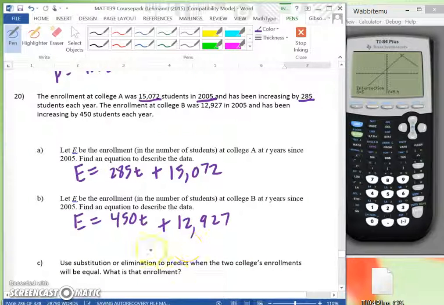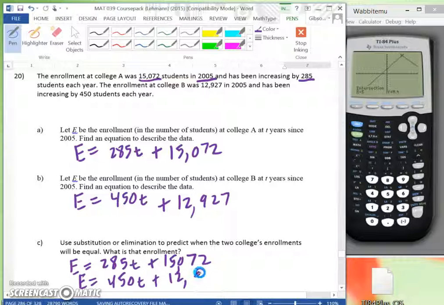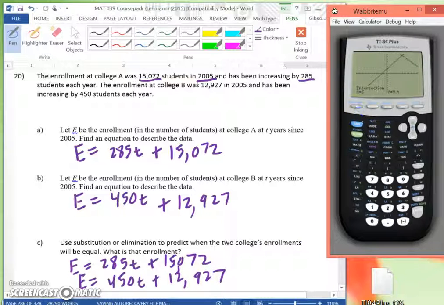Now it says use substitution or elimination to predict when the two colleges' enrollments will be equal. Now we can use the calculator again, but let's write both of the formulas here. Okay, now we go to our calculator. Press Y equal. We'll clear out what we had previous. So then we will have 285, then we will use X plus 15,072.